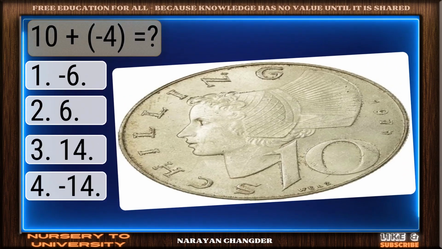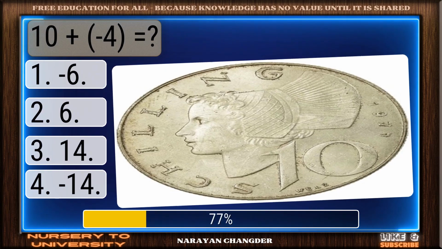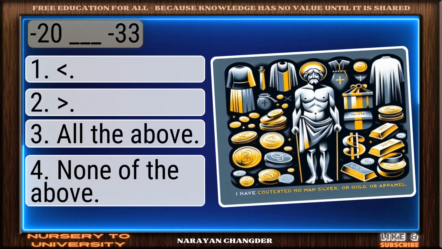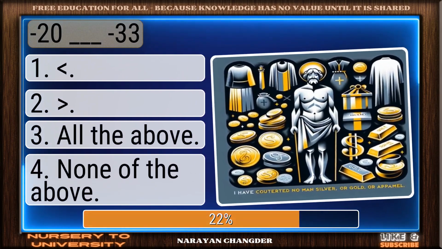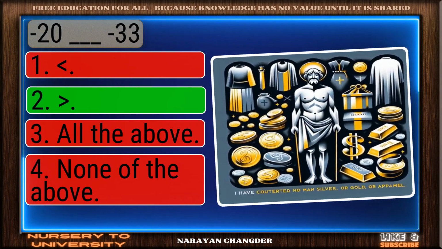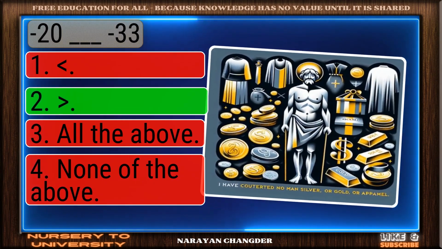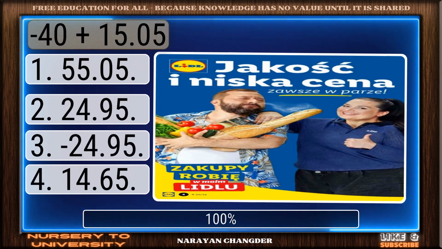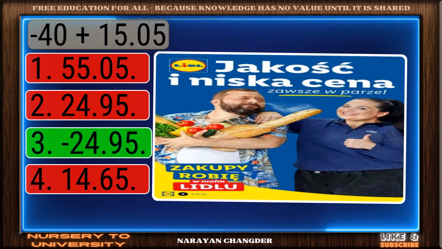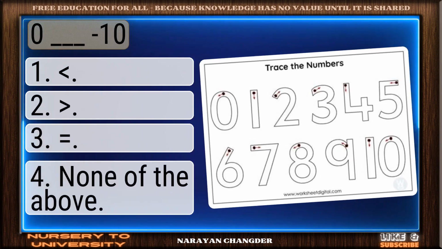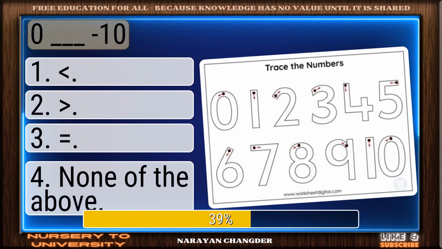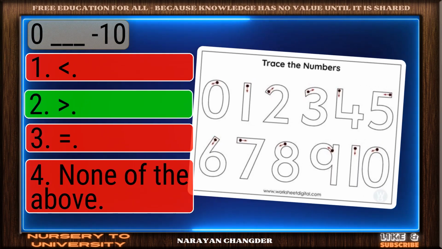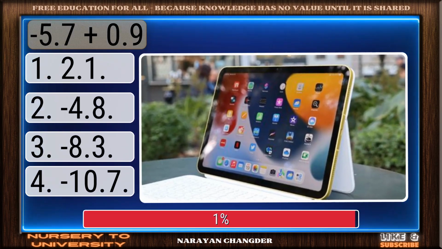Question number 255. You're right. 6 is the correct answer. Question number 256. Strong choice. Zero is the right answer. Question number 257. Well reasoned. 2495 is the correct choice. Question number 258. Sharp thinking. Zero is the right choice. Question number 259.